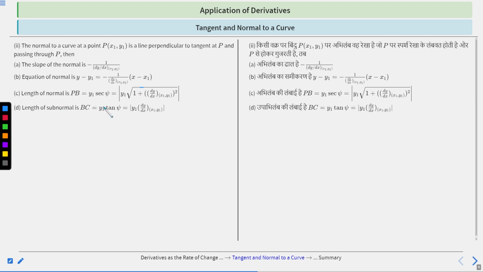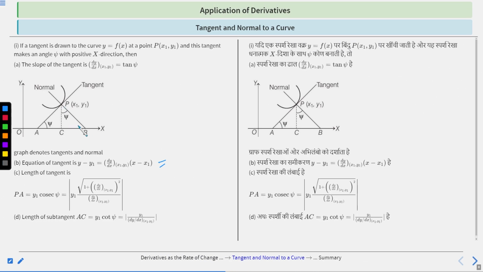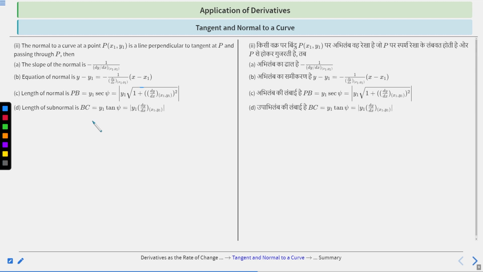Length of PB is basically y1 sec psi. Clear? Sec psi can be calculated as root over 1 plus (dy by dx at (x1, y1)) squared. So PB is basically mod of y1 times root over 1 plus (dy by dx at (x1, y1)) squared.